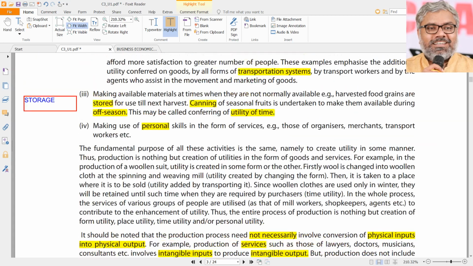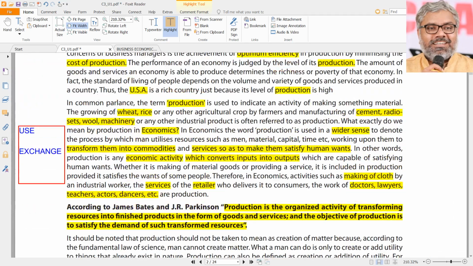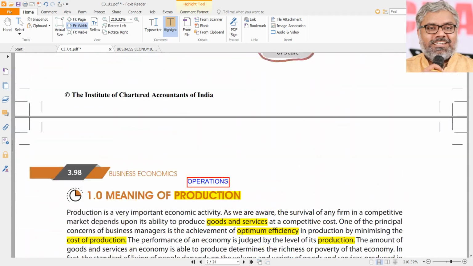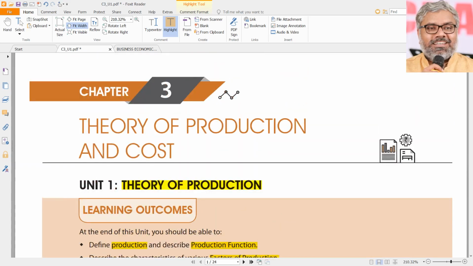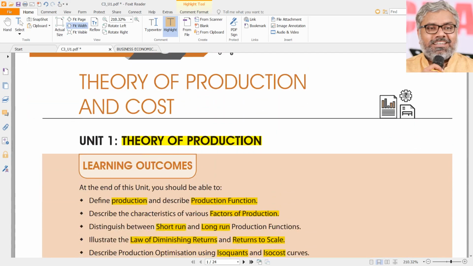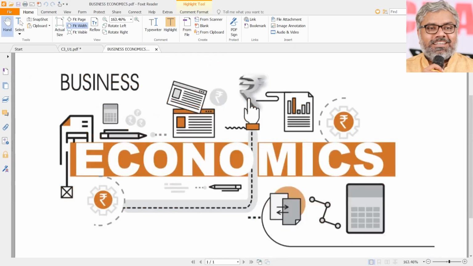As far as this unit is concerned, we will focus mostly on only the theory of production, and before that we have to understand what are the factors of production: land, labor, capital, and entrepreneur. That is the beginning of unit 1 of chapter 3. In the next session, we will discuss what the factors of production are and what the characteristics of different factors of production are.